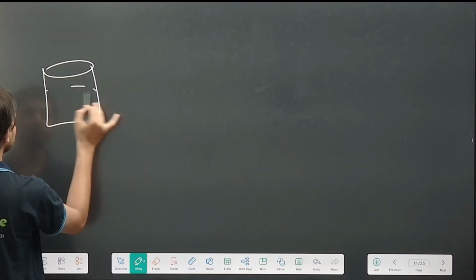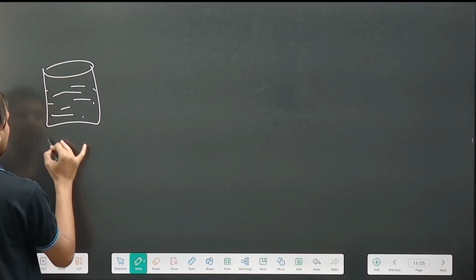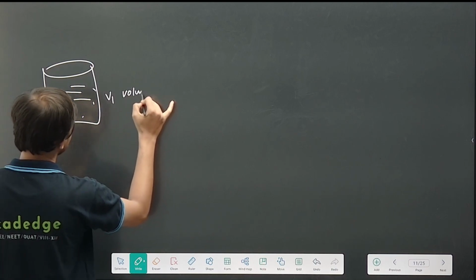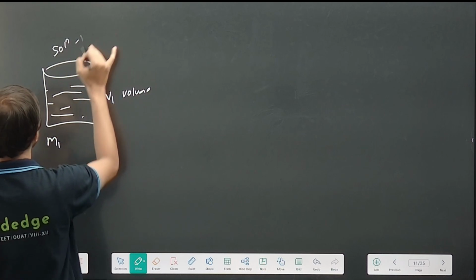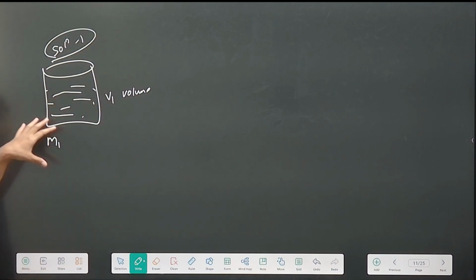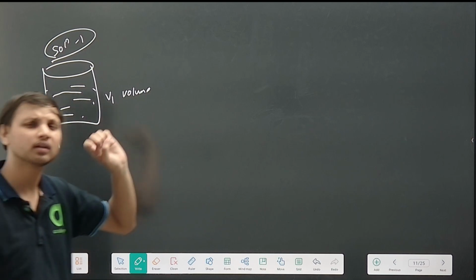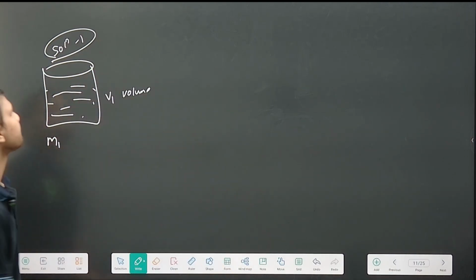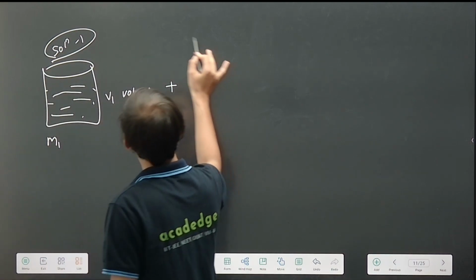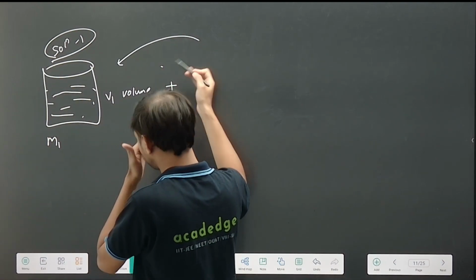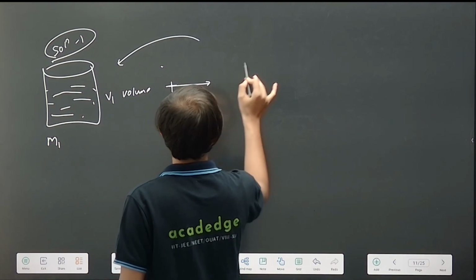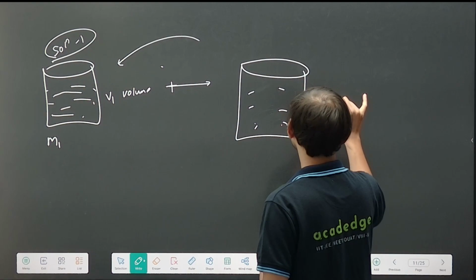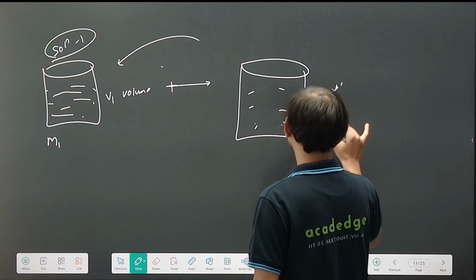So by taking this concept into mind, if I say that there is a solution number 1 having M1 molarity and V1 volume. This is solution number 1, having a certain molarity. Let's suppose 0.5 molar, 0.1 molar, anything is given to you, and you are given a certain volume. And you are diluting it with some amount of water, and you are obtaining another solution, the diluted solution, of volume V2.